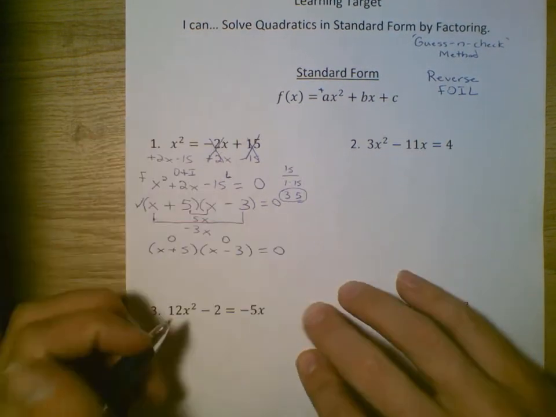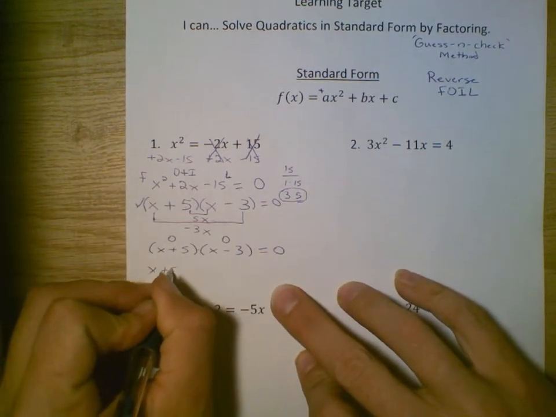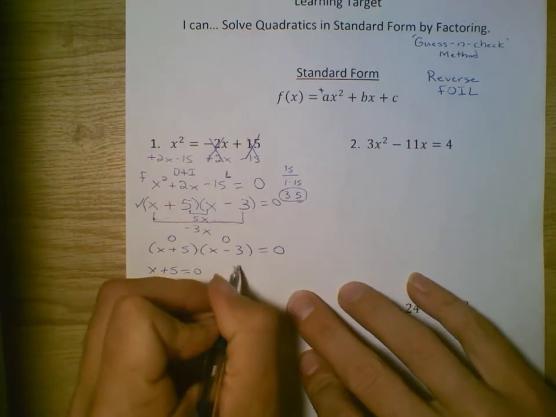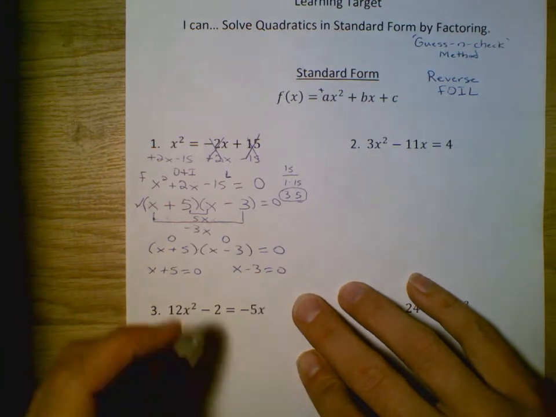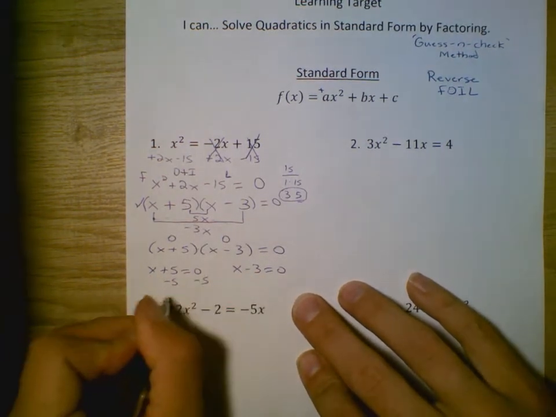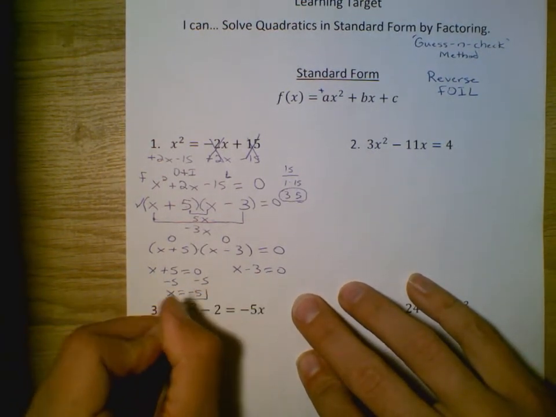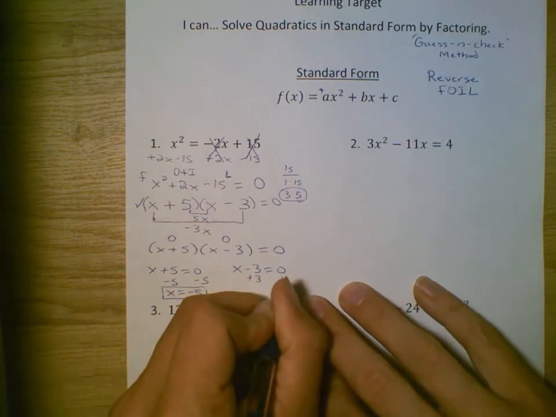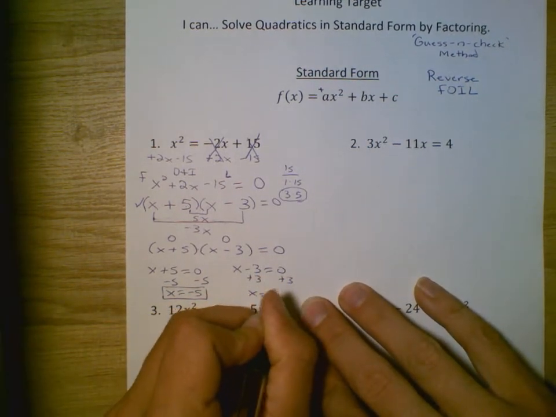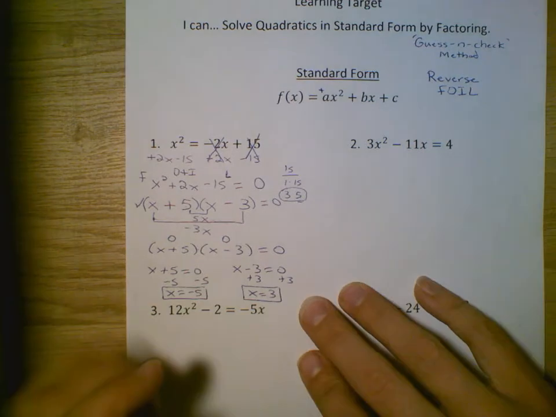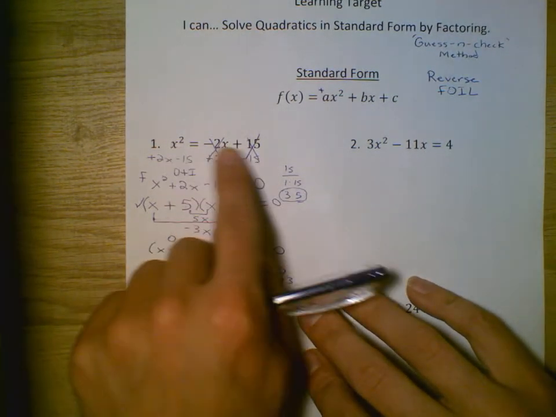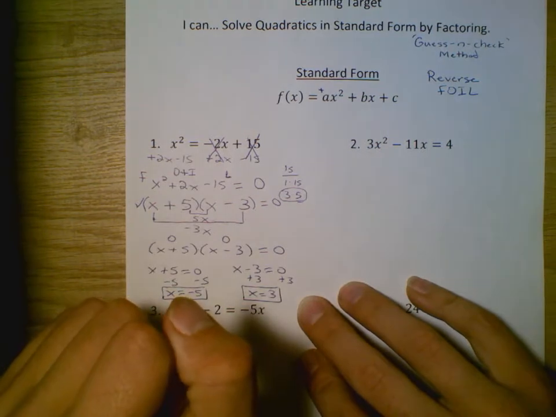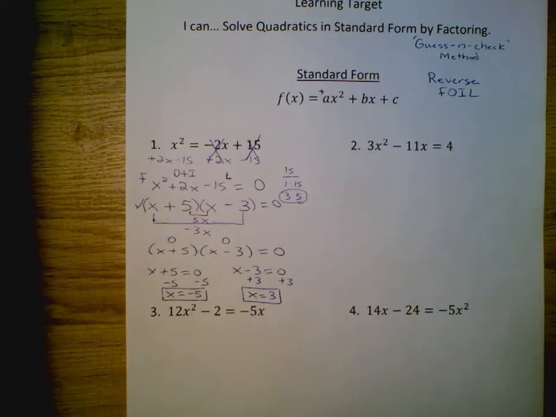So what I do is I set x plus 5 equal to 0, and I set x minus 3 equal to 0, and then I just solve these two. So I would subtract 5, get x equals negative 5, and then add 3 and get x equals 3. So in this problem, negative 5 and 3 are the solutions that make the statement true. All right, let's go ahead and look at a few more examples of this.